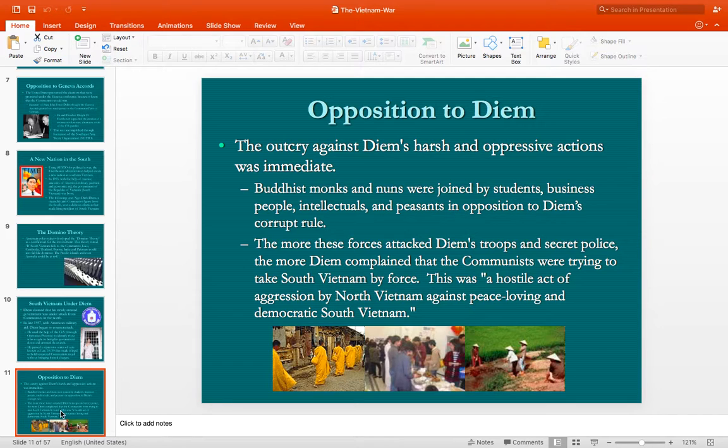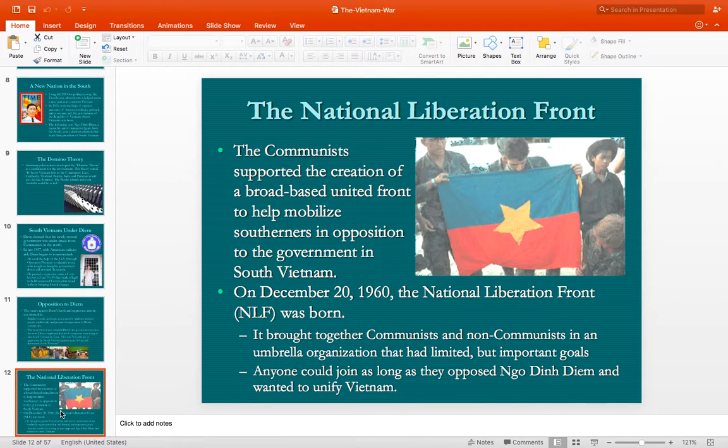Buddhist monks, nuns, student protests, business people, the intellectuals, peasants. Again, a lot of different types of Vietnamese were not pleased with his leadership, did not want him as leader, wanted him to step down, and also accused him of very much creating a hostile environment.